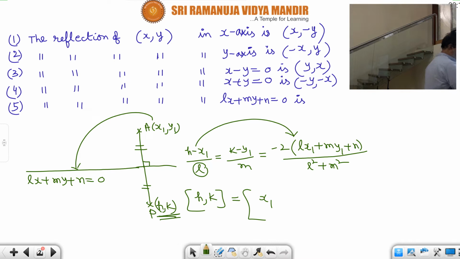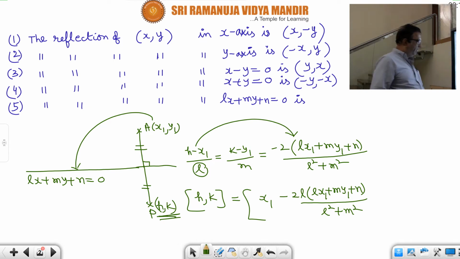First L goes there and joins with 2. So minus 2L into Lx1 plus My1 plus n. Why I am writing all this, you will soon understand. Okay. So that is the value of h. First I have taken L to the right side, then minus x1 to the right side, comma.